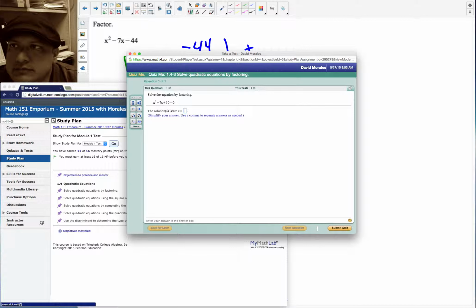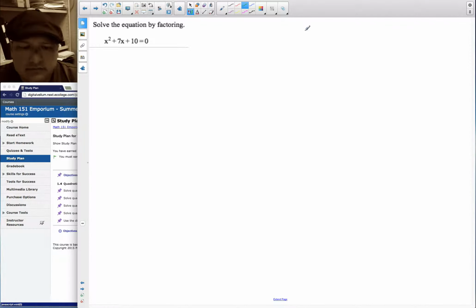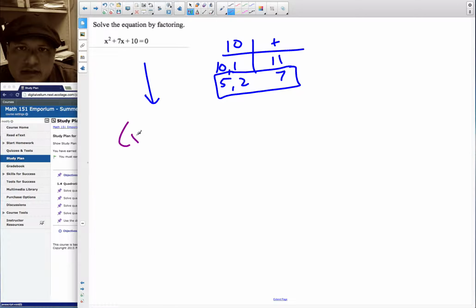Solve this equation by factoring. Okay, so here we're going to do the same thing. 10, and we can start with 10 and 1, that's 11. 5 and 2, that's 7. That's what we want. So this becomes x plus 5 times x plus 2 is 0.